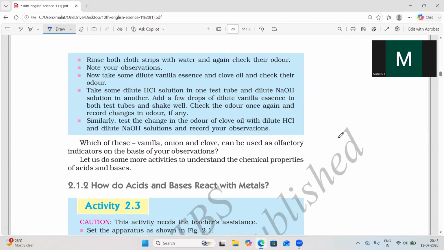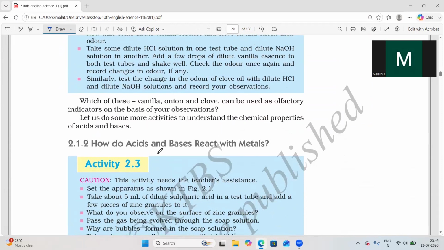From the next classes, we'll see how acids react with bases, how acids react with metals, and how acids and bases react with metal carbonates and metal hydrogen carbonates.